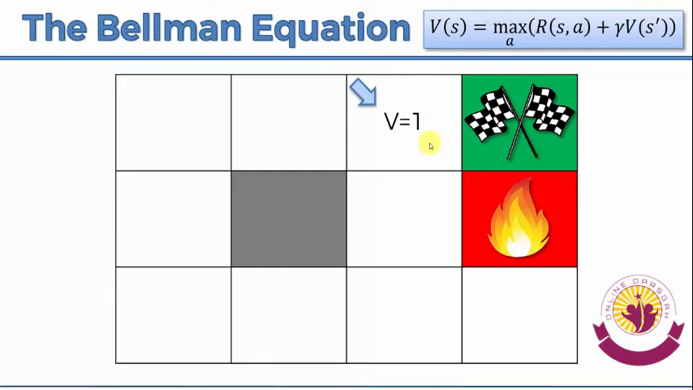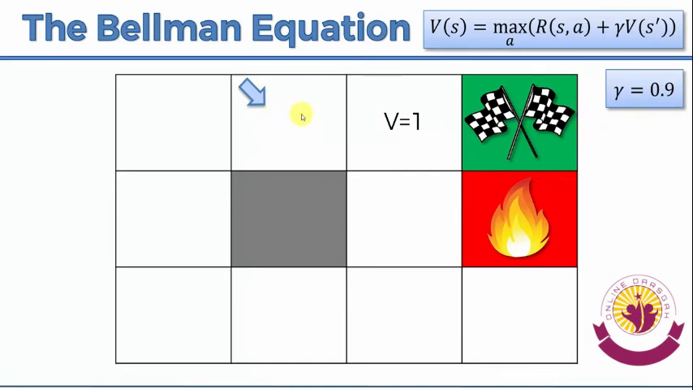Now, things get interesting when we move to the left, when we move backwards a bit. So now let's calculate the value of being in this state. And for that, we're going to need gamma. So let's say our discounting factor is 0.9. And it'll make sense what a discounting factor is once we calculate this.